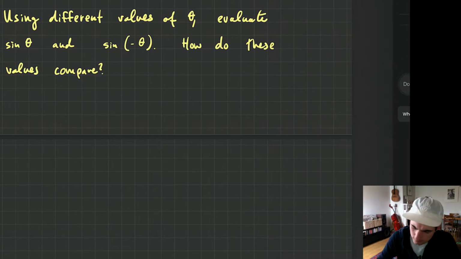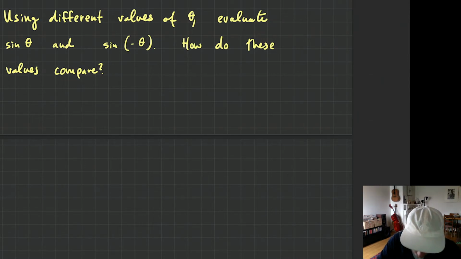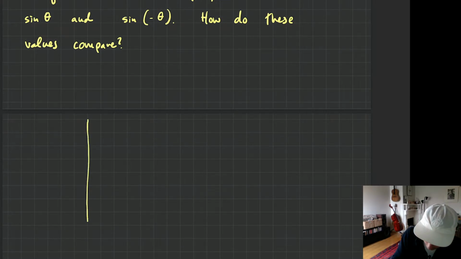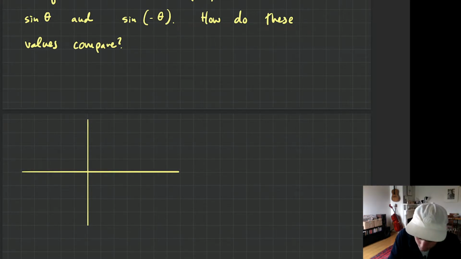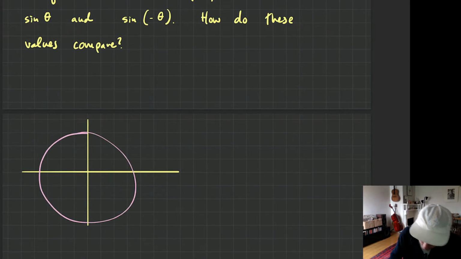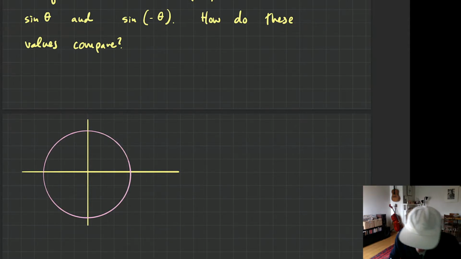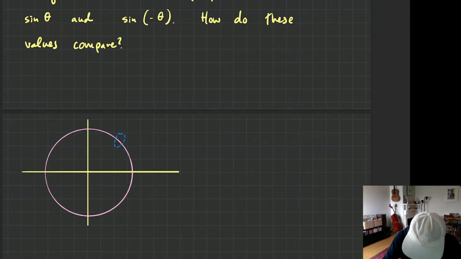Okay, so let's think about what happens with these different values of sine theta. I'm going to spare us the actual calculations and just take a look at our coordinate plane and what these values mean on it. Here's a nice little circle. Look how beautiful that is. I'm just going to move it up a bit to center it. There we go, that looks pretty centered.